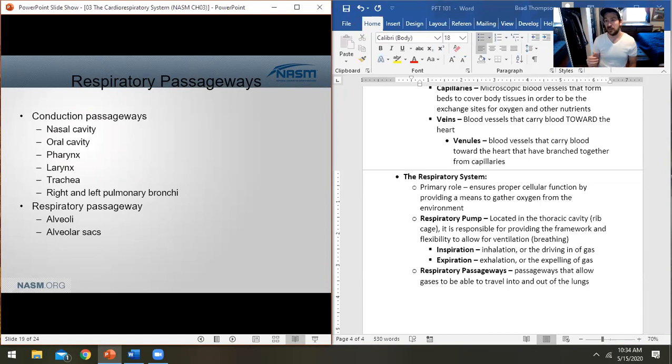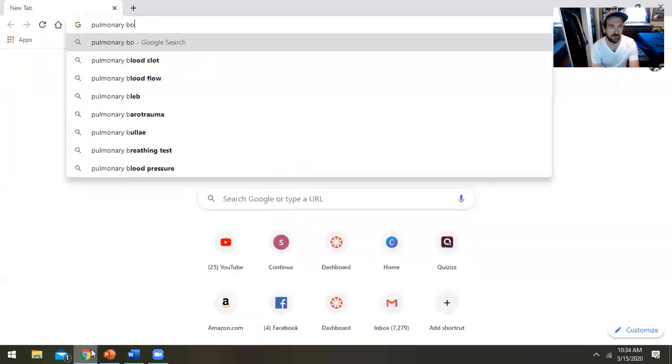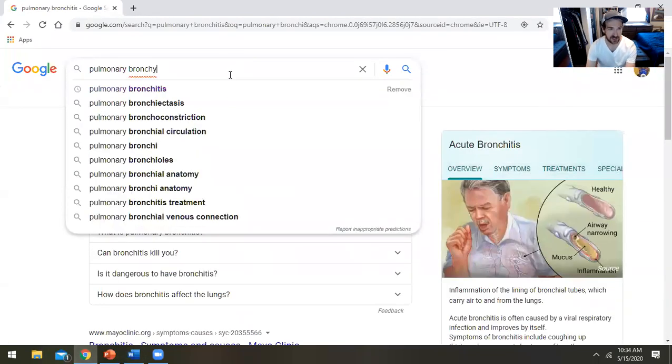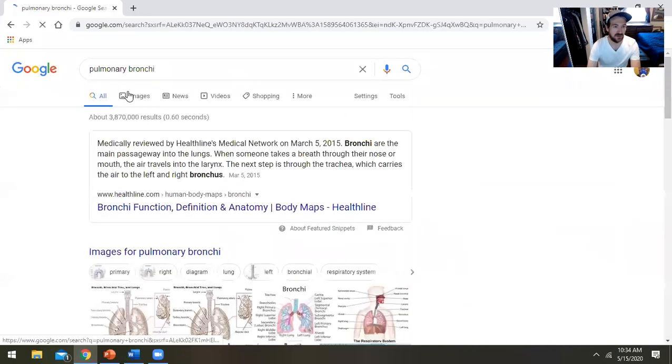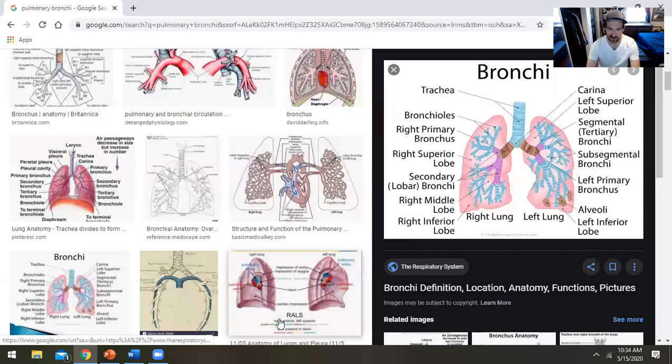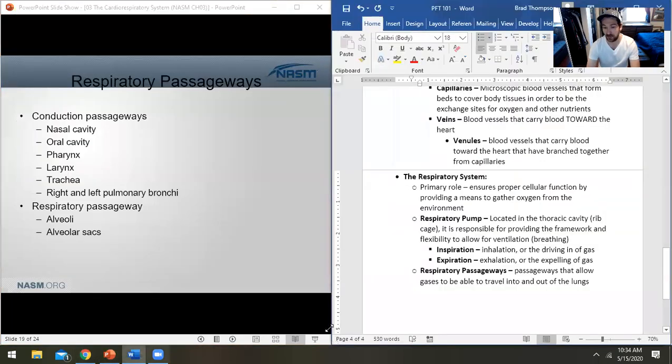And then you've got the main sections that are going to branch down. These are your bronchi, right? Your pulmonary bronchi. Not bronchitis, just bronchi. So if you look at your lungs here, there's your trachea. It branches into these two really big tubes, and then those branch into smaller sections, and those branch into smaller sections, until it gets microscopic. So I've got to say it branches into smaller sections for the next hour or so. So that is your conducting passageways.